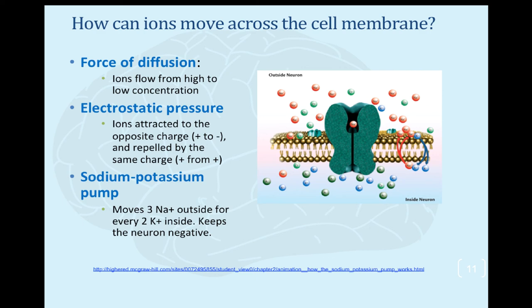And this allows it to keep the neuron negative. Why? Because it's always kicking out an extra positive ion. So 3 positively charged sodium ions get moved out for every 2 potassium ions that get brought in. So the more that this happens, the more of the sodium ions are outside, and that means there are fewer positive ions on the inside.